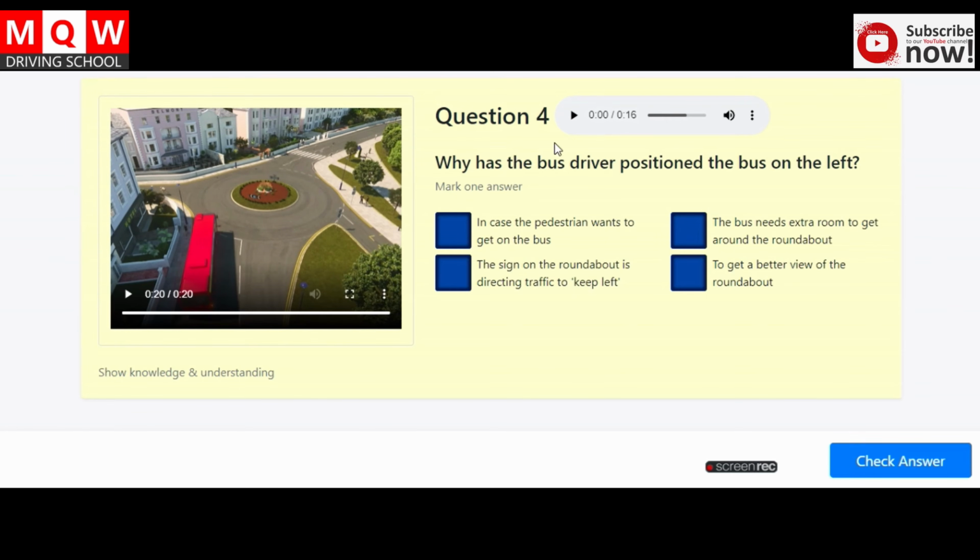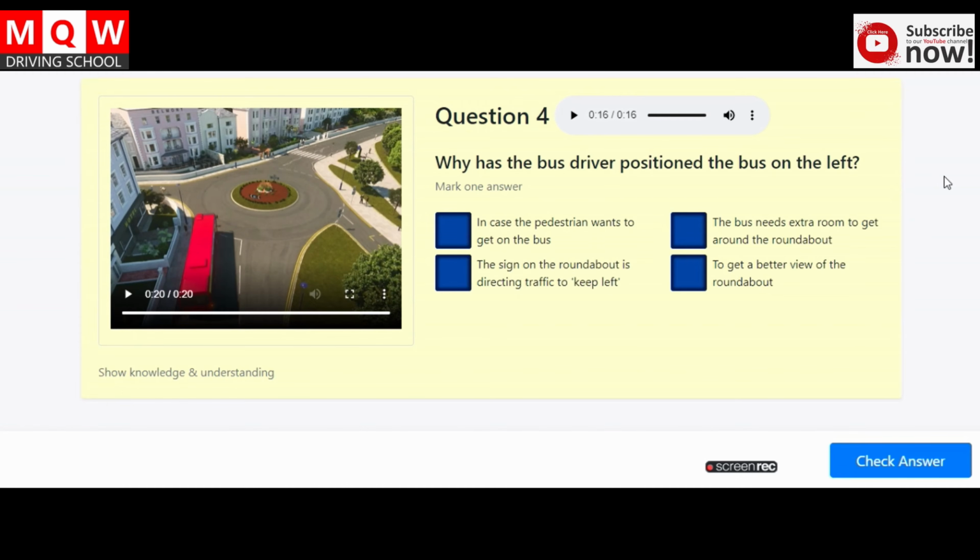So let's go for question number 1. Why has the bus driver positioned the bus on the left? In case the pedestrian wants to get on the bus. The bus needs extra room to get around the roundabout. The sign on the roundabout is directing traffic to keep left. To get a better view of the roundabout.